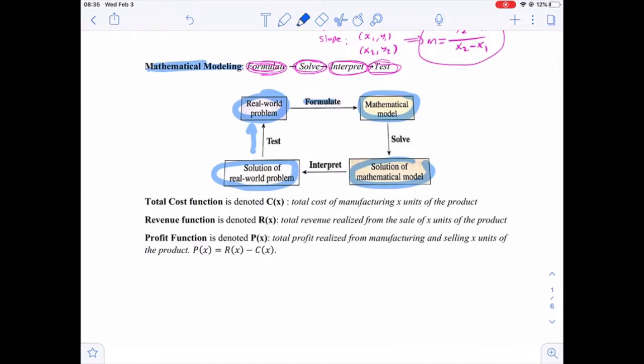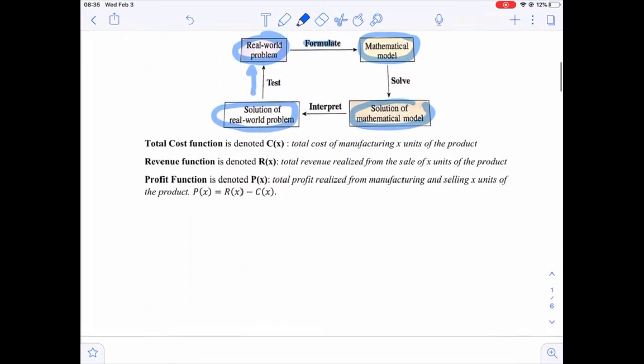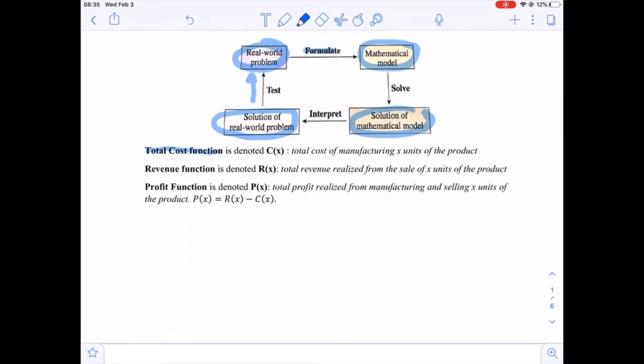Now we have some important functions we usually deal with when we model problems from section 1.3. The total cost function is denoted as C of x, and this is the total cost of manufacturing x units of the product. In simple terms, we can write this as C of x equals some constant times x plus f. This is the variable cost, and this is the fixed cost.